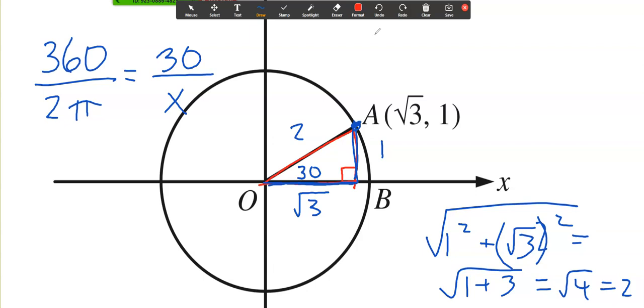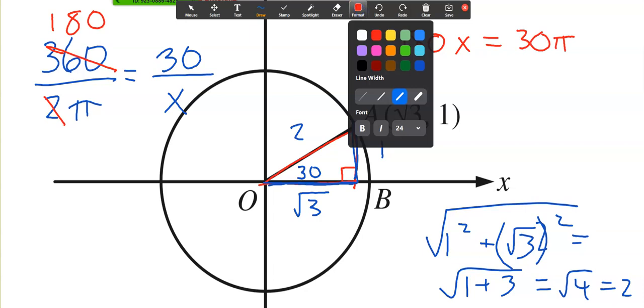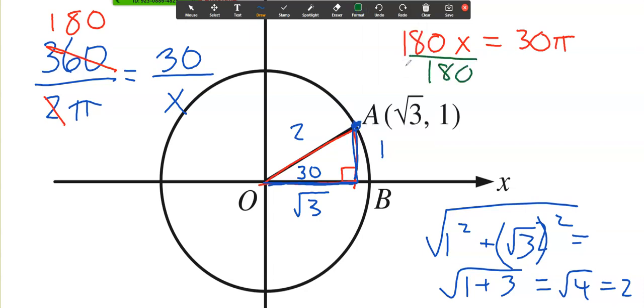Well, does 2 go into 360? If so, how many times? How many times does 2 go into 360? Maybe how many times does 2 go into 36? Yes, it'd be 180, okay? So if I do my cross multiplying at this point, that would be 180x equals 30 pi. And of course, then I would divide by 180 to get x by itself.